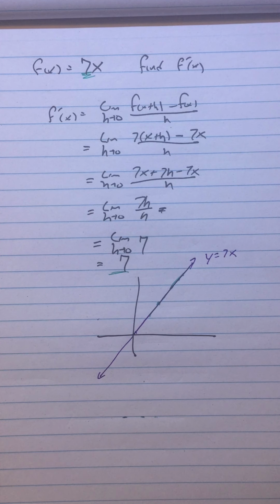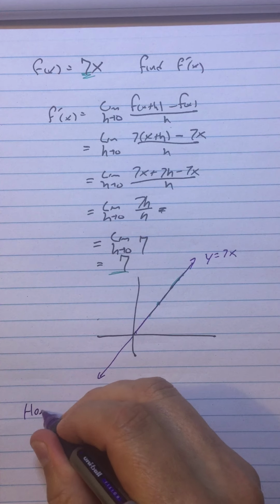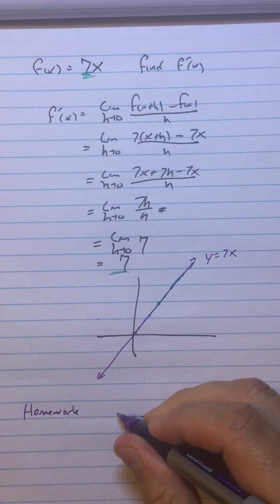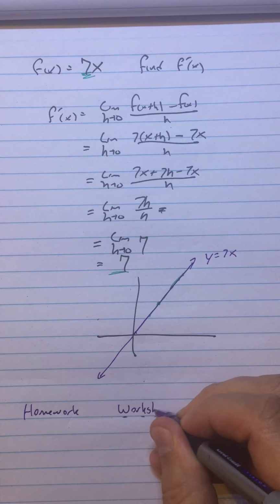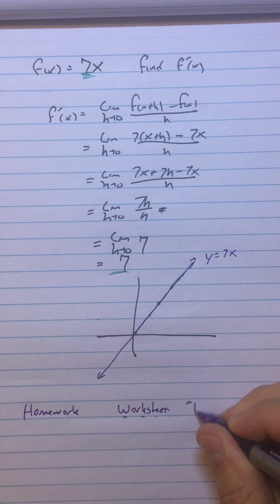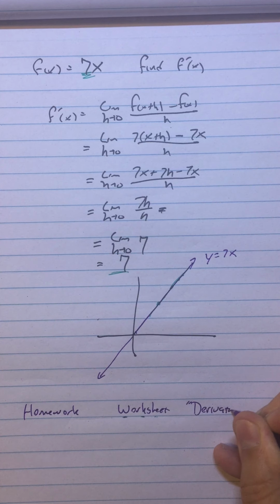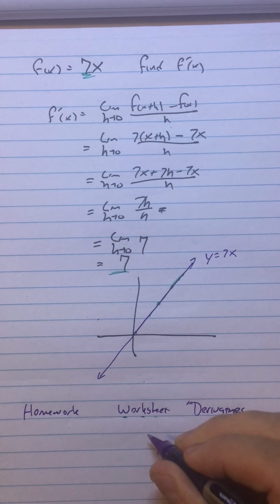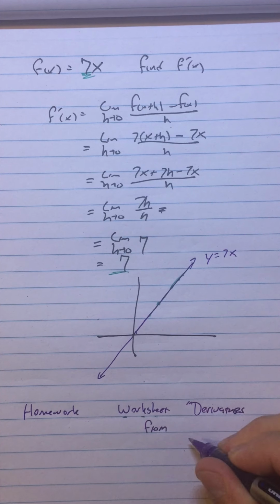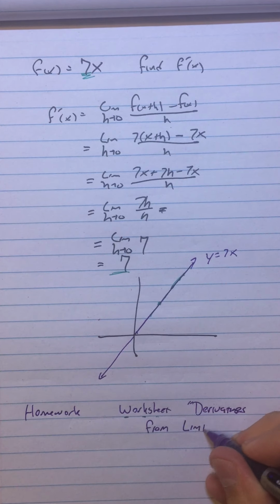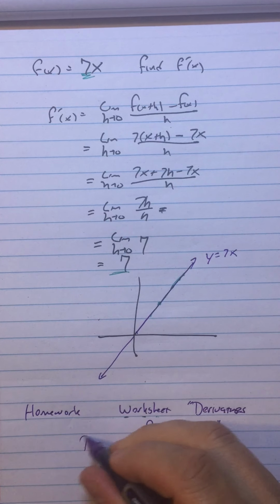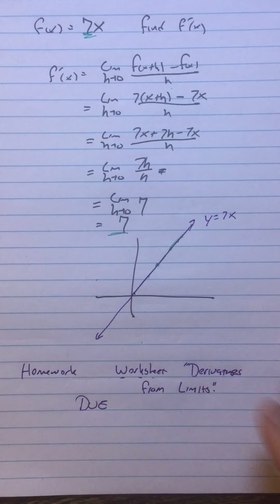Okay, so now you have a homework assignment. You just have a worksheet. It's posted. I think I titled it something like derivatives from limits. That's going to be due along with the 2 AP Classroom assignments, Unit 1 MCQ A and MCQ B, and this worksheet.